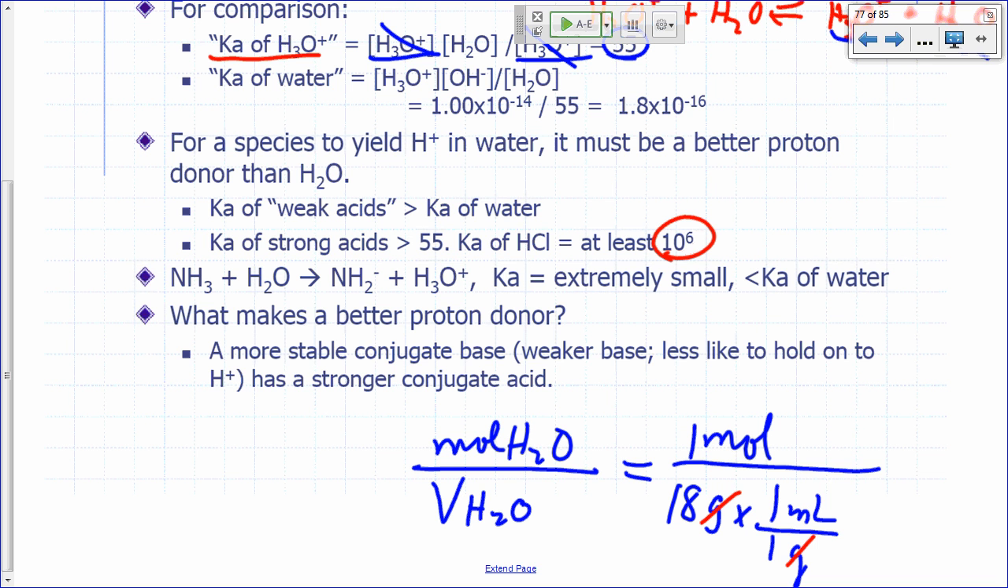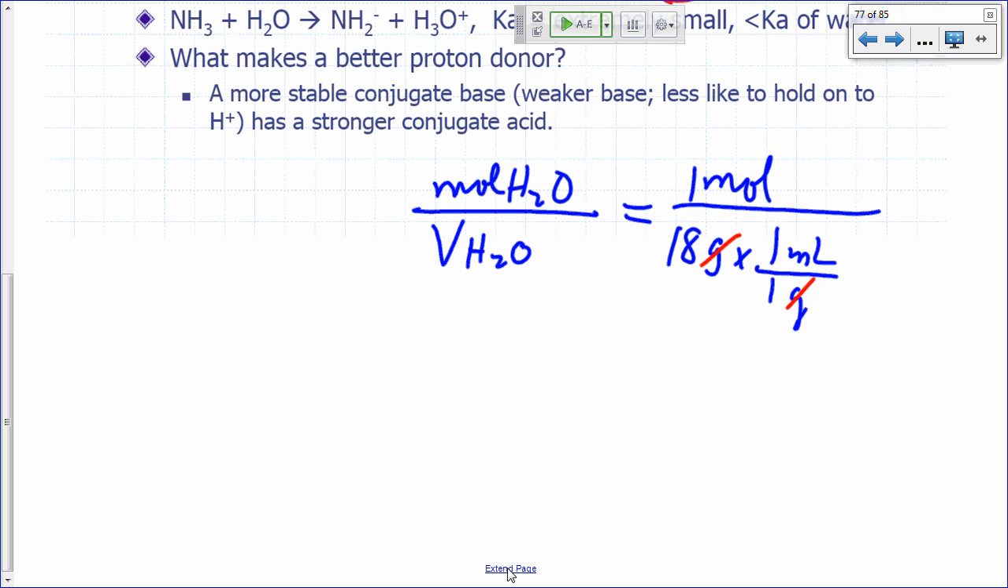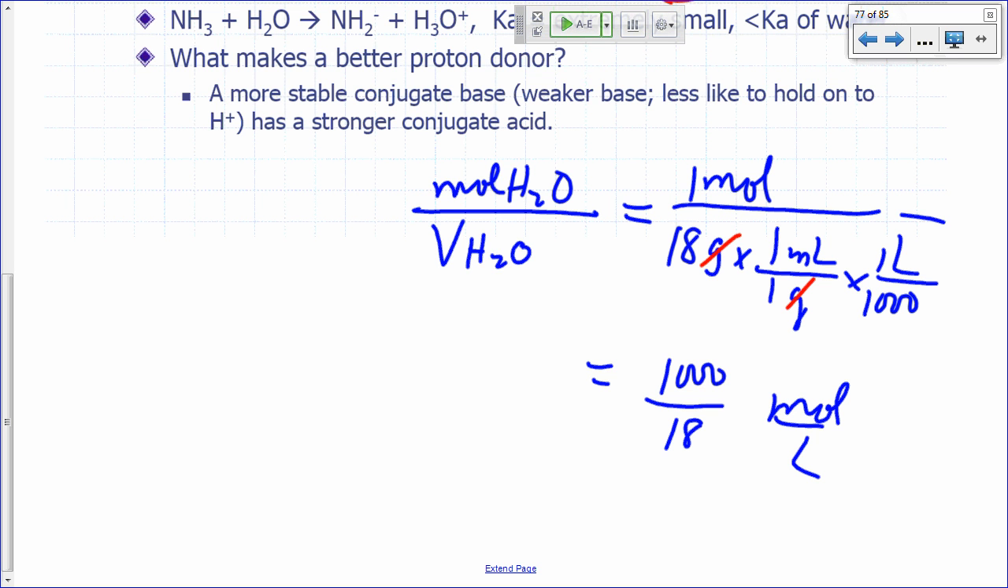So what is 1 over 18? And let's change this to liters because we want to do moles per liter. So times 1 liter over 1,000 mL. So that ends up being 1,000 over 18 moles per liter. What's 1,000 divided by 18? 55, right? So we say that the concentration of water in water is 55 moles per liter.